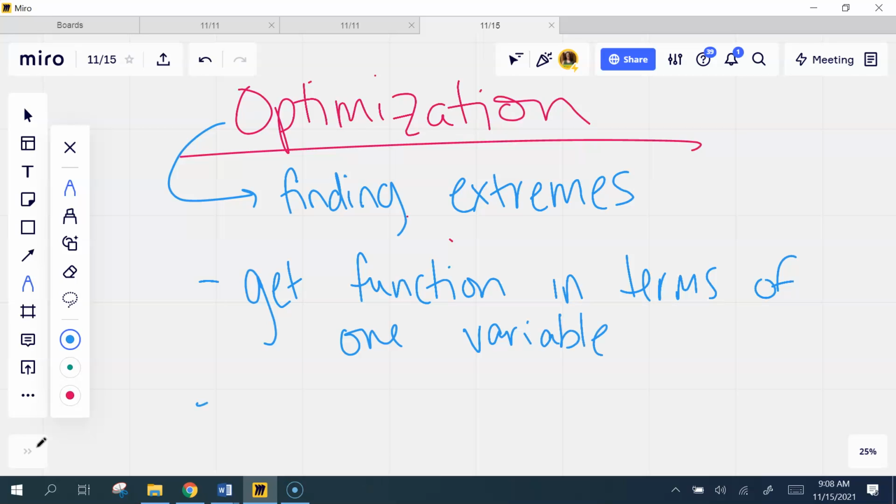And then, of course, we do what we've already done before. We derive, set equal to 0, test the intervals, find the critical points, everything we've done before. And we find the extrema.